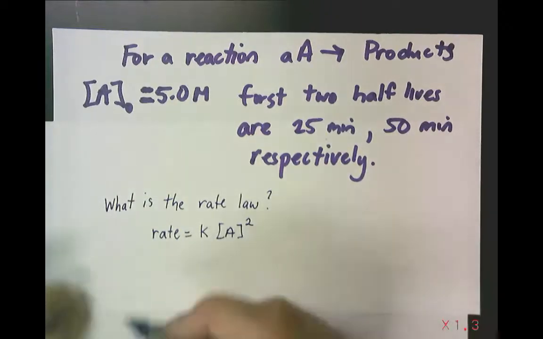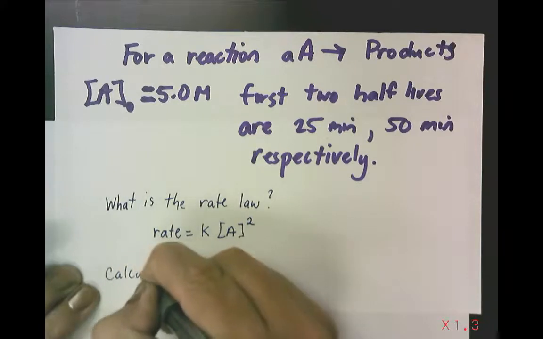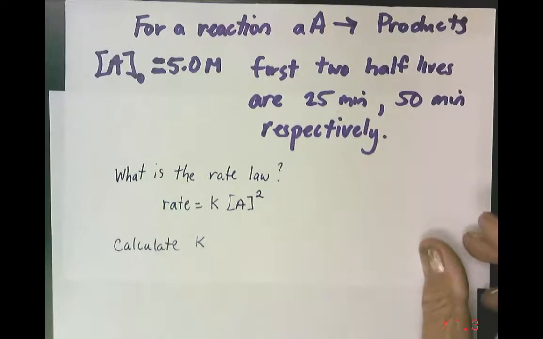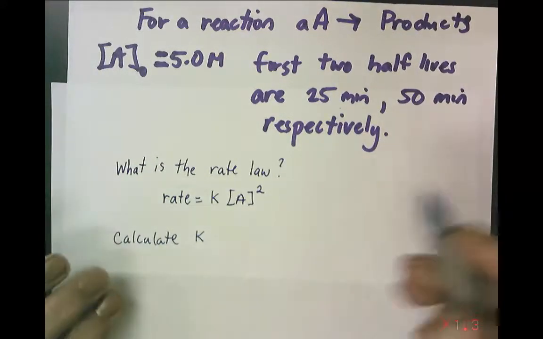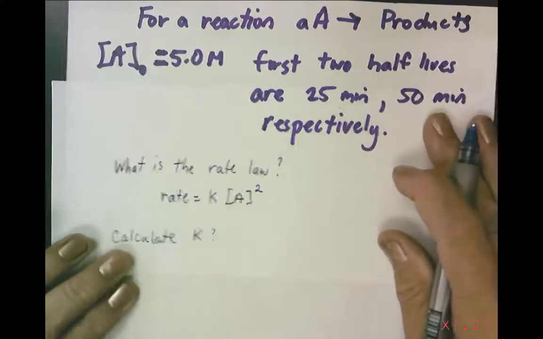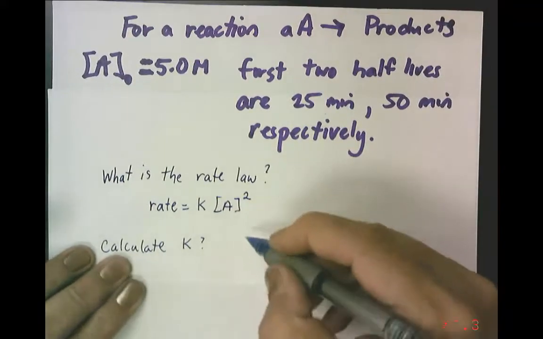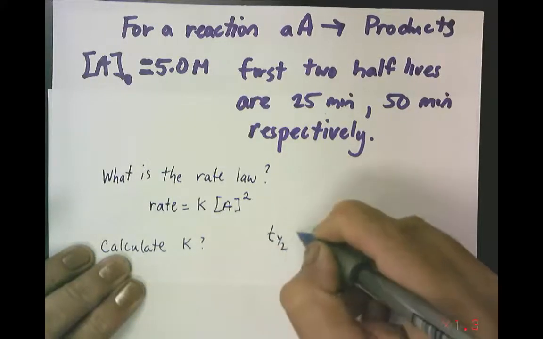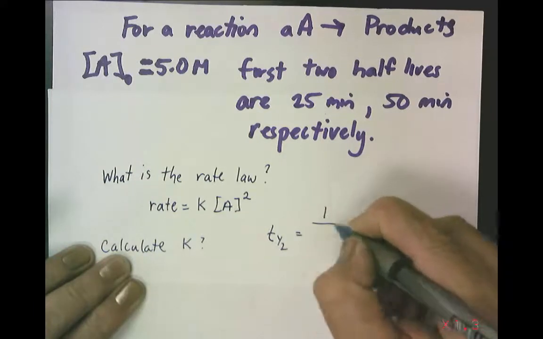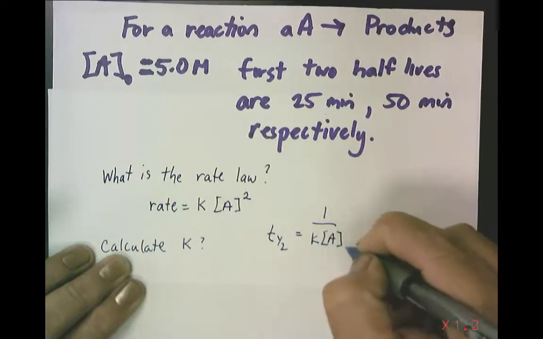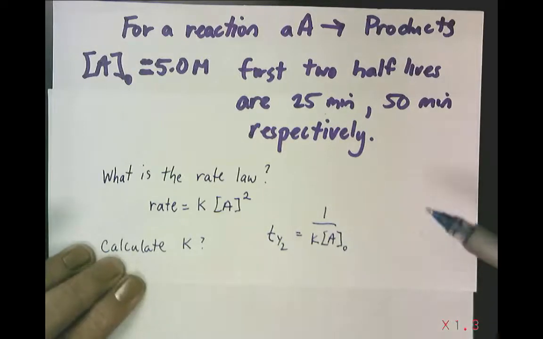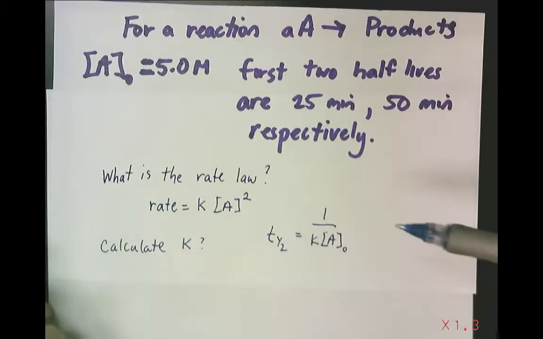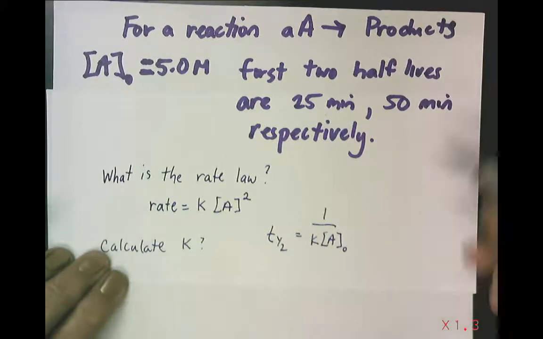Okay, then the next question was calculate K. All right, so we know it's second order. We're dealing with half-life, so we need the second order half-life formula, which is t 1/2 equals 1/K times the original concentration. First order does not depend on concentration, but second order does. Okay, so we're just going to plug in our values.